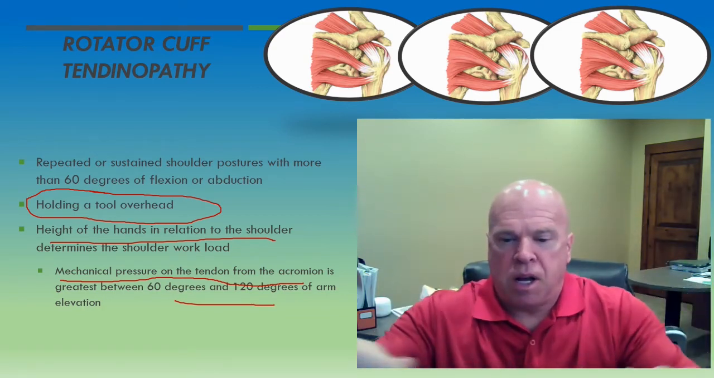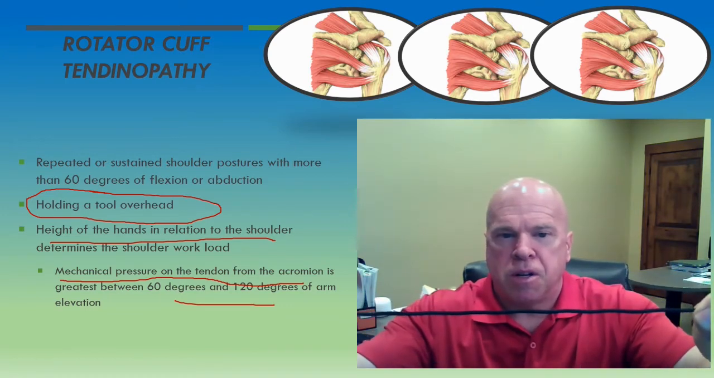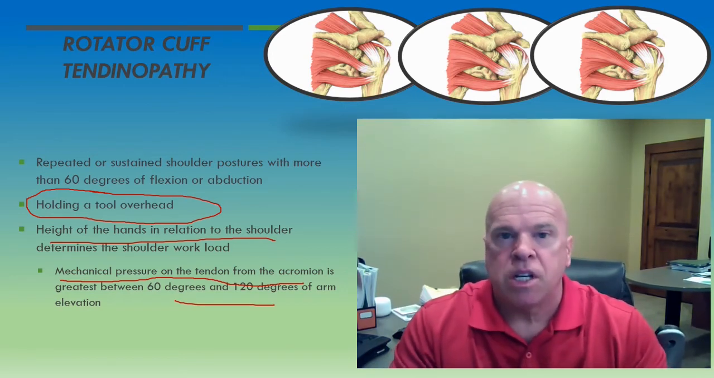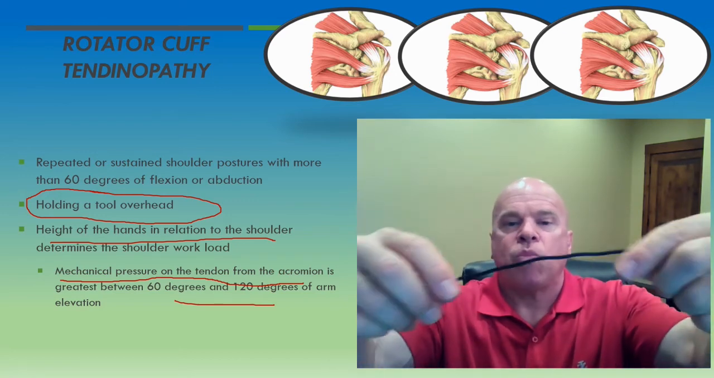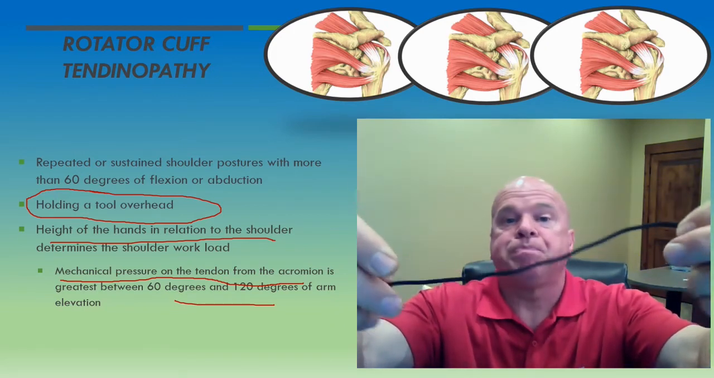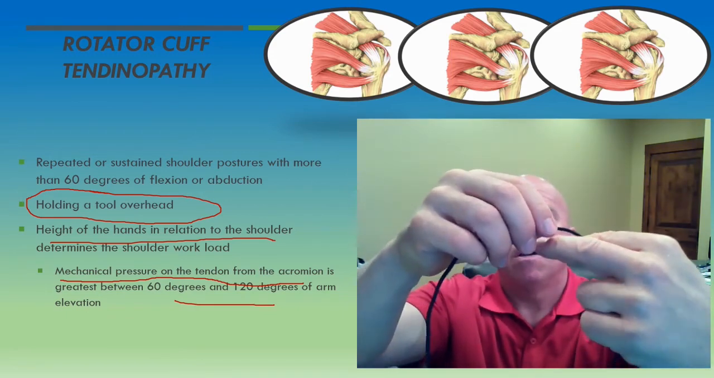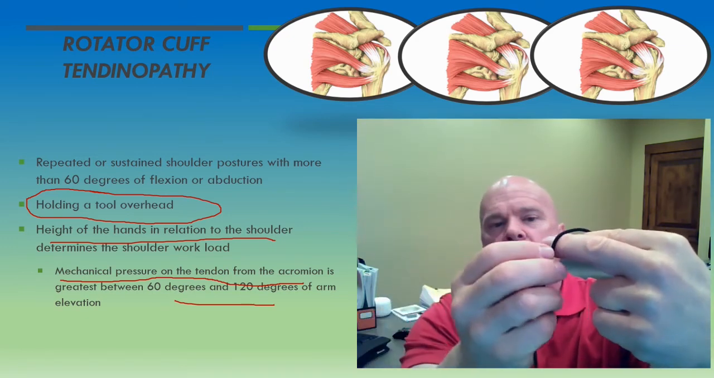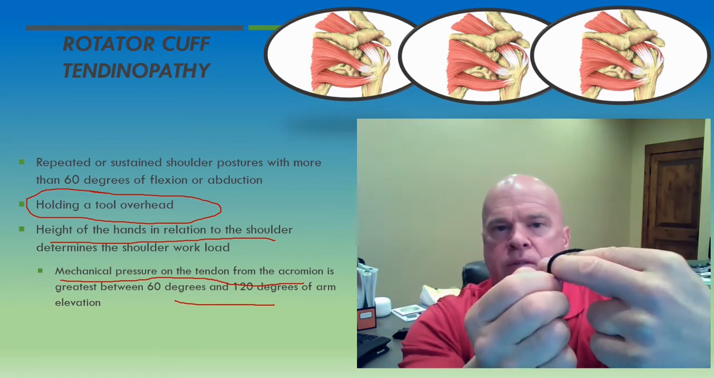And I want to perhaps give you a little visual illustration of what happens to the rotator cuff tendon when the arm is between 60 and 120 degrees of elevation in either flexion or abduction. We have the rotator cuff as depicted here by this strand, and the rotator cuff comes out of the supraspinatus fossa and comes across the head of the humerus as depicted here by the tips of my fingers, and attaches here to the greater tubercle down on the head of the humerus.